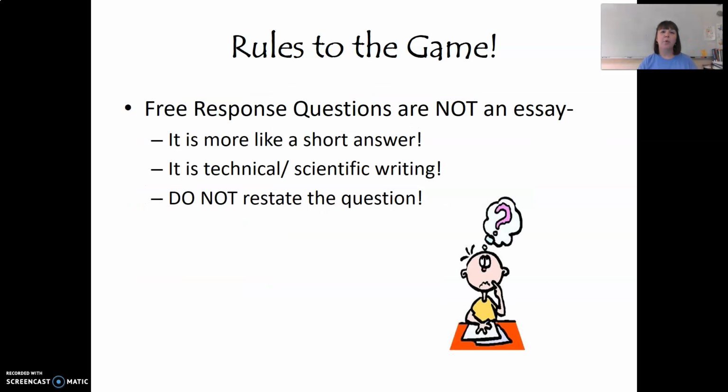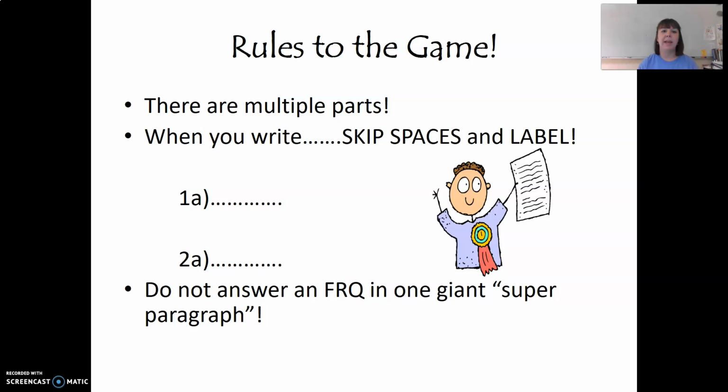Now, remember, when we're talking about free response questions, and we're going to practice this a lot throughout the year, a couple of rules to the game. Free response questions are not an essay. This is not English or history. Think more technical report writing. It's more like a short answer. Don't just restate the question. Dive into and answer the question that's being asked.